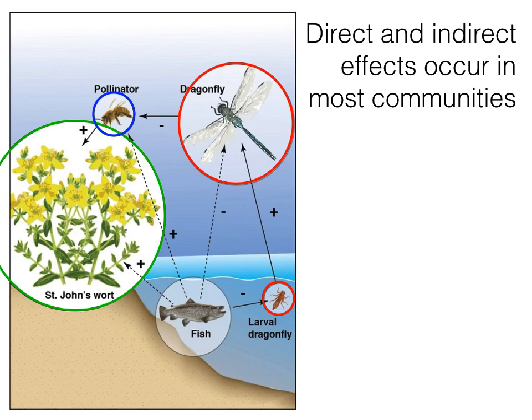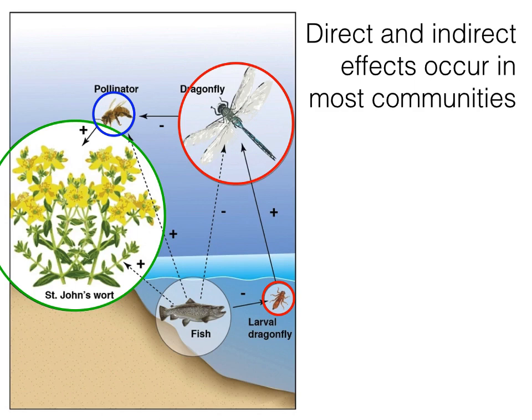This is shown as a direct negative interaction between the fish and the larval dragonfly. And of course, it's an indirect interaction between the fish and adult dragonflies. And that is indicated here by the dotted arrow moving from the fish to the adult dragonfly. In ponds without fish, there were more larval and thus more adult dragonflies.